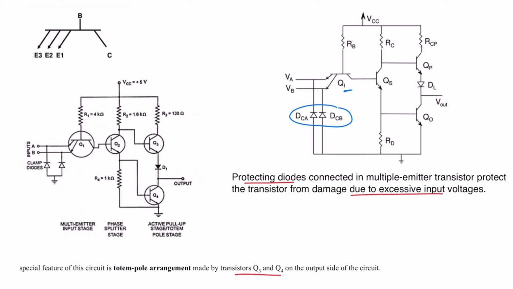So this TTL circuit consists of 3 stages: the multiple emitter input stage, the phase shifter stage, and the active pull up stage or totem pole output stage.